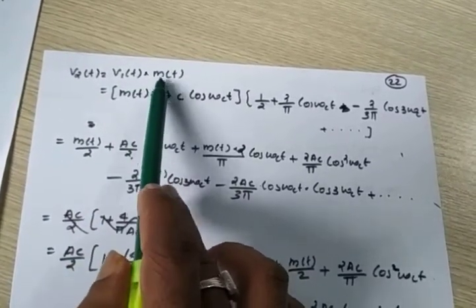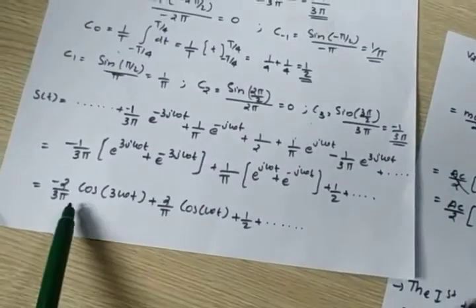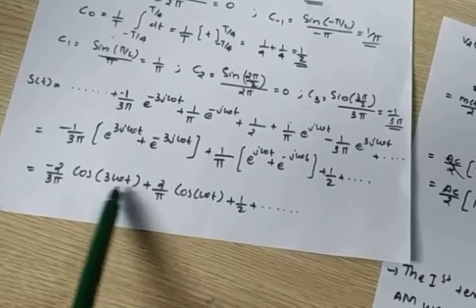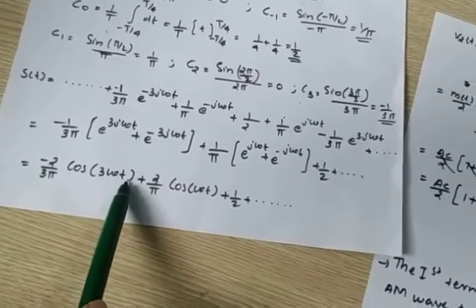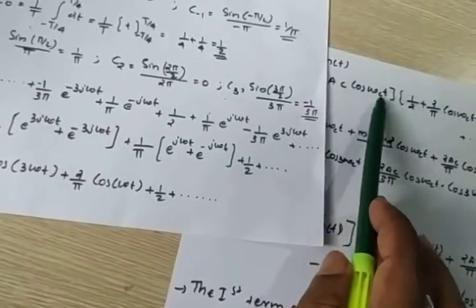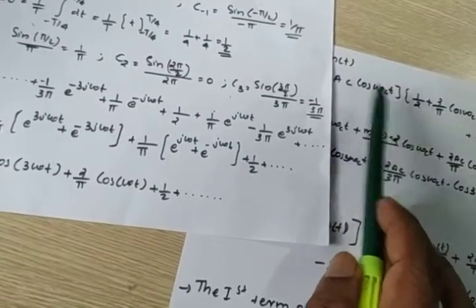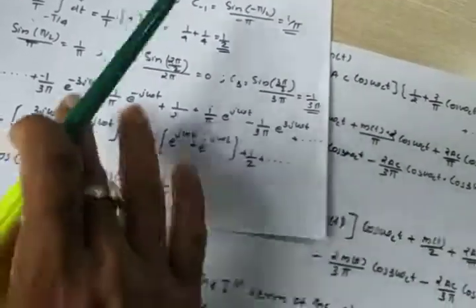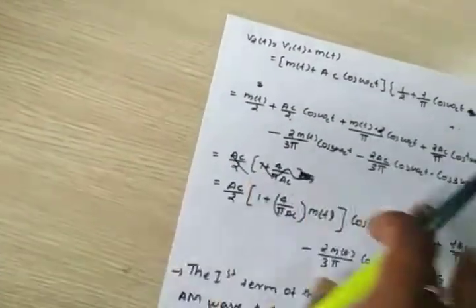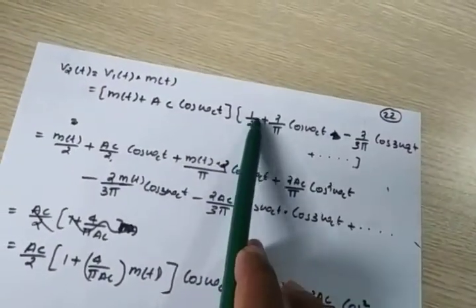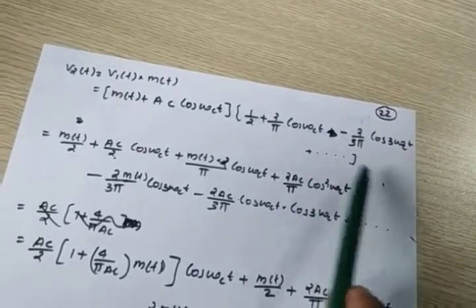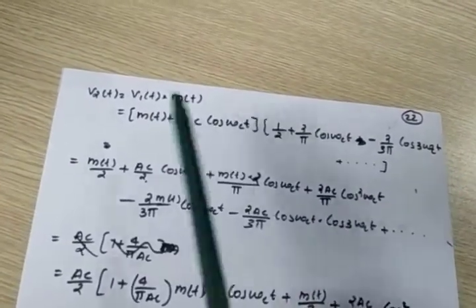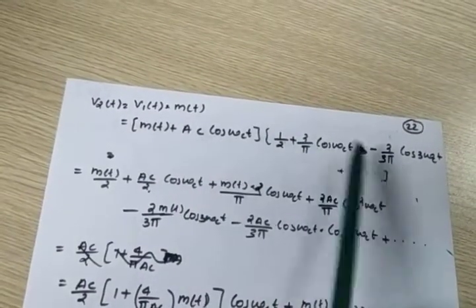What is M of t? M of t is nothing but S of t only. S of t we already found out: 1 by 2 plus 2 by pi cos omega t minus 2 by 3 pi cos 3 omega t. Here we consider omega as omega c, that's why instead of this omega I can put omega c, because I am taking omega c. So 1 by 2 plus 2 by pi cos omega c t minus 2 by 3 pi cos 3 omega c t plus etc.